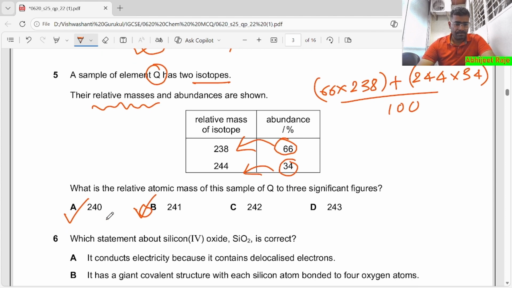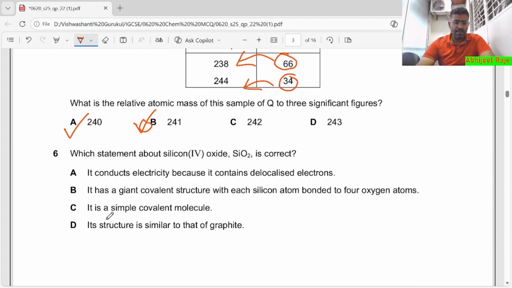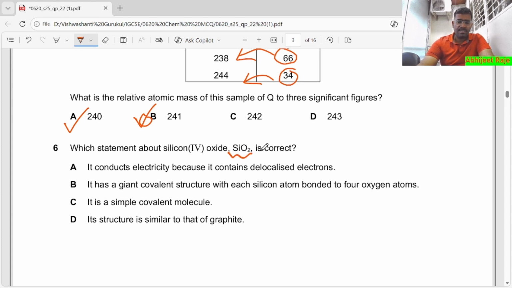240. Which statement about silicon oxide is correct? Now silicon is a metalloid, right? Now it conducts electricity because it contains delocalized electrons. It has localized electrons. Wrong. It has a giant covalent structure with each silicon atom bonded to 4 oxygen atoms.